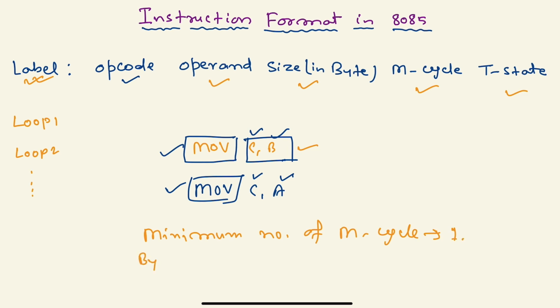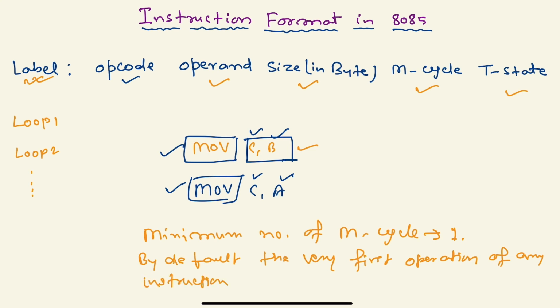And by default, the very first operation of any instruction is called the opcode fetch operation. So it's very simple to find out the machine cycle.